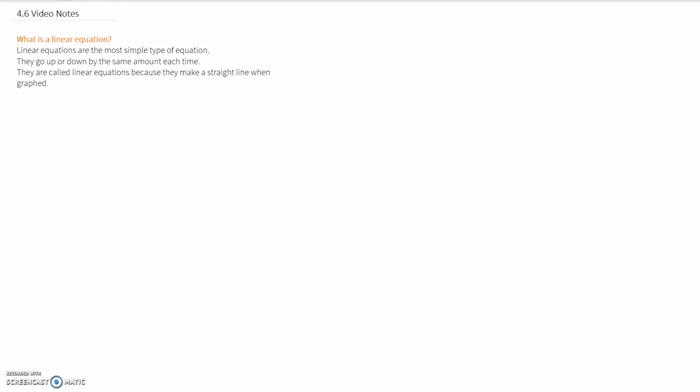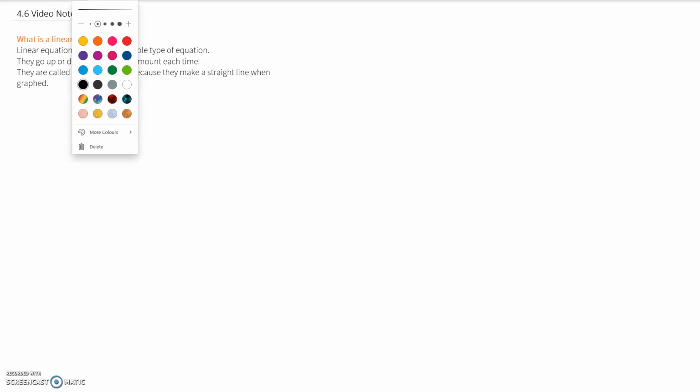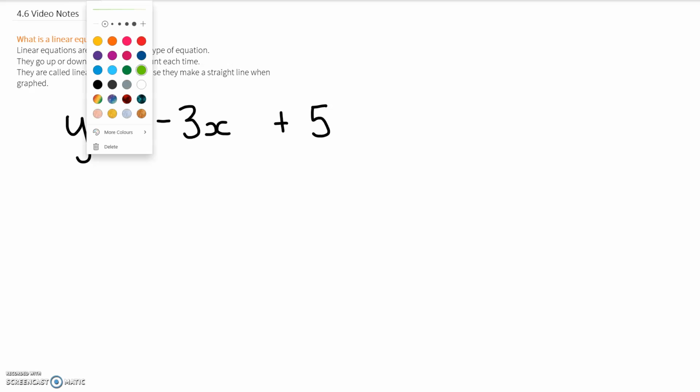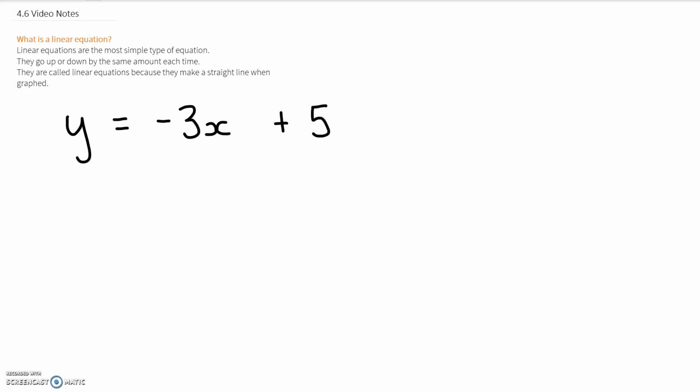So there's other types of equations that go up by a changing amount each time or go down by a changing amount each time. So the basic format of a linear equation would be something like this. This one's just an example. You could have other numbers. Let's say an equation like this, you've got two main components that you need to know to write it. First part is this part here.